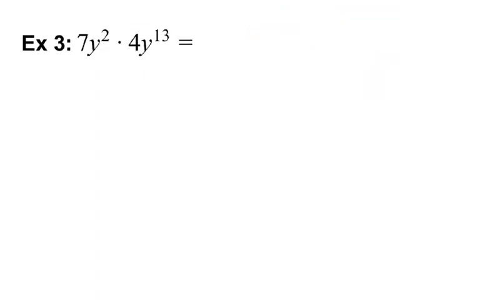Last problem is a little bit different because we have the numbers in front of the variables. First thing I want you guys to do is just look at the 7 times the 4 and simplify that first and foremost. So 7 times 4 gives us 28, so we're going to write that number out front.